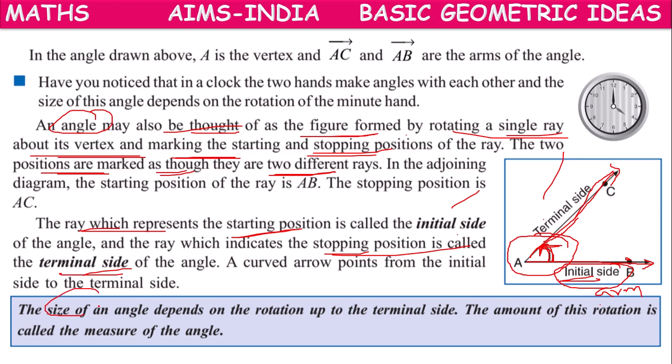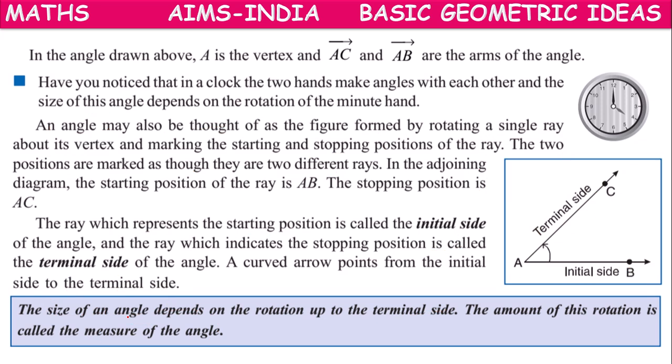So the size of the angle depends on rotation. If we rotate up to here, then the size of the angle will be bigger compared to the previous one. So the amount of rotation is called the measure of the angle. Measure of the angle.